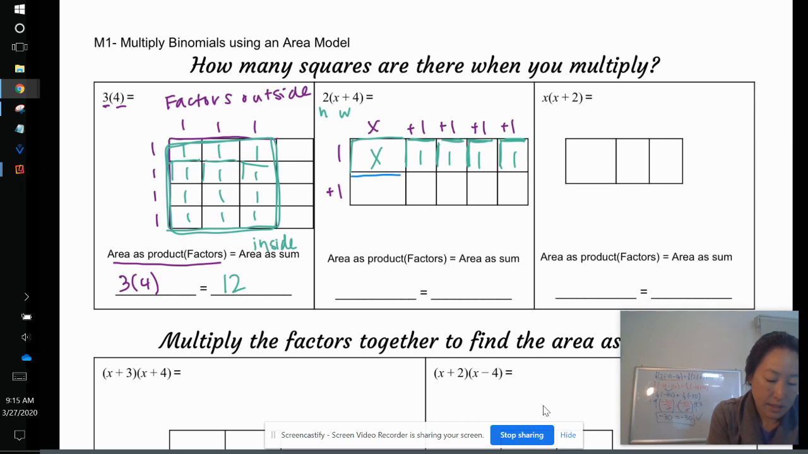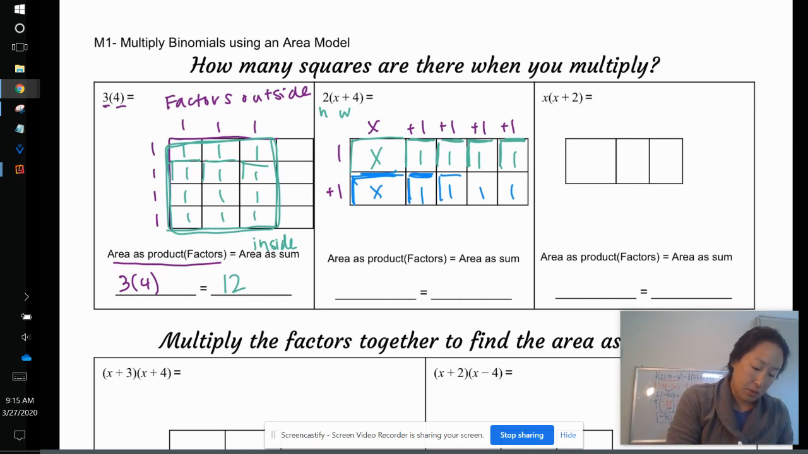So in this blue rectangle, the width is x and the height is 1. So 1 times x gives me x. The width of this next blue rectangle is 1. The height is 1, so that's 1. So on and so forth.